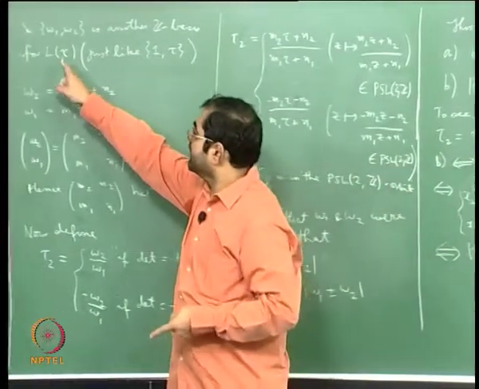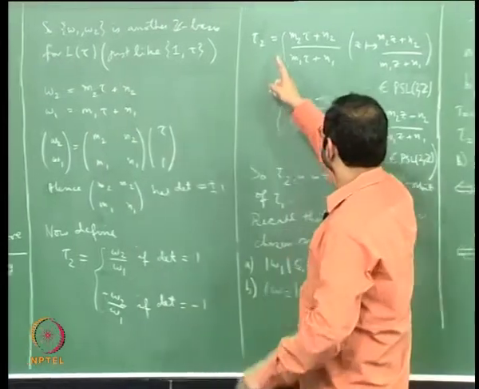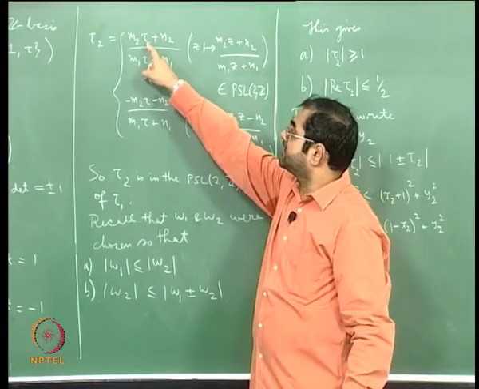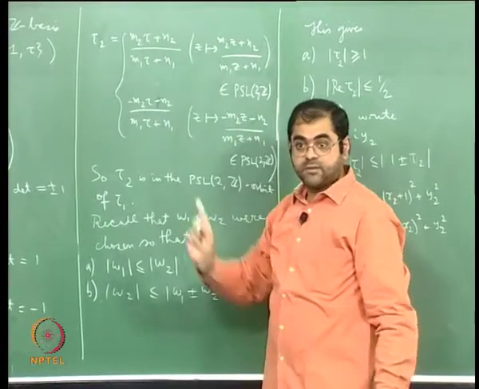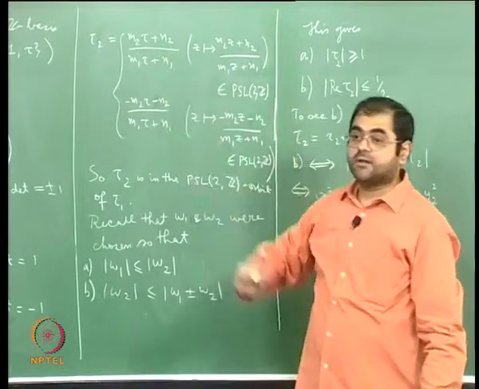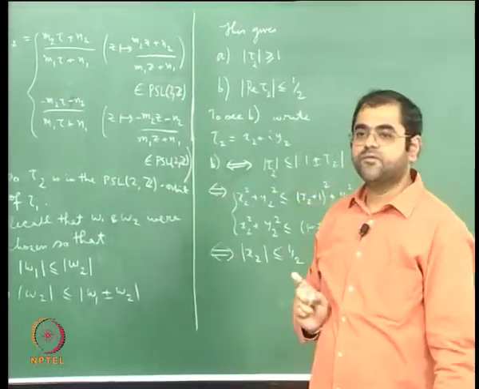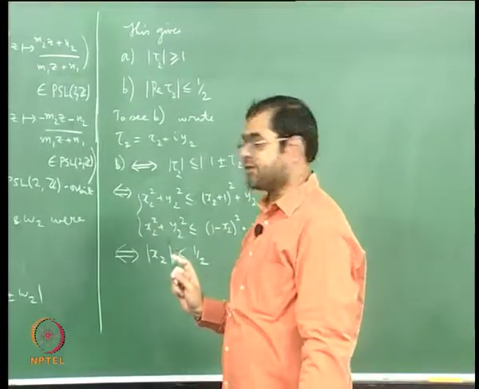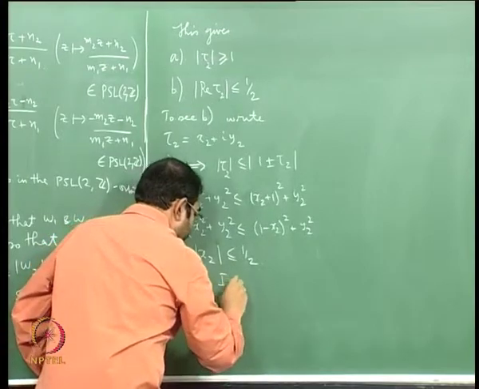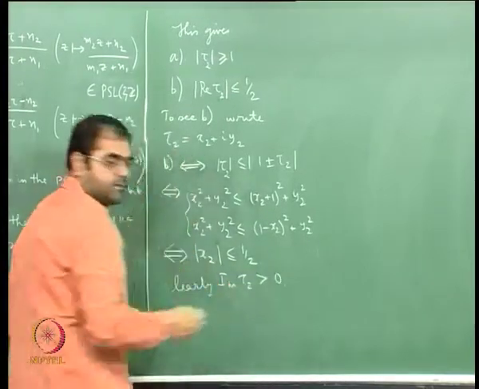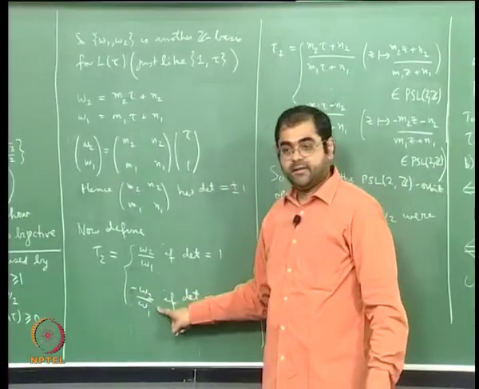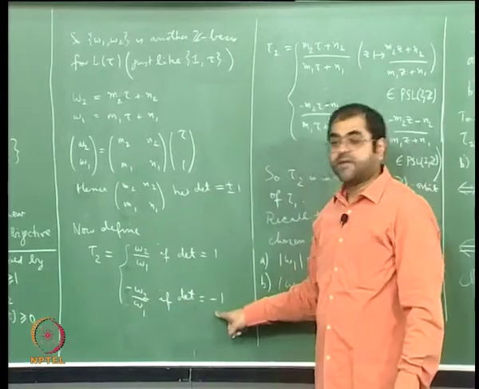Since tau 2 is the image of tau under a PSL2Z element, and since tau is in the upper half plane, the way I have defined it, tau 2 is already in the upper half plane, so the imaginary part of tau 2 is automatically greater than 0. Clearly the imaginary part of tau 2 is greater than 0. That is the reason why we introduced the sign here when the determinant was -1.